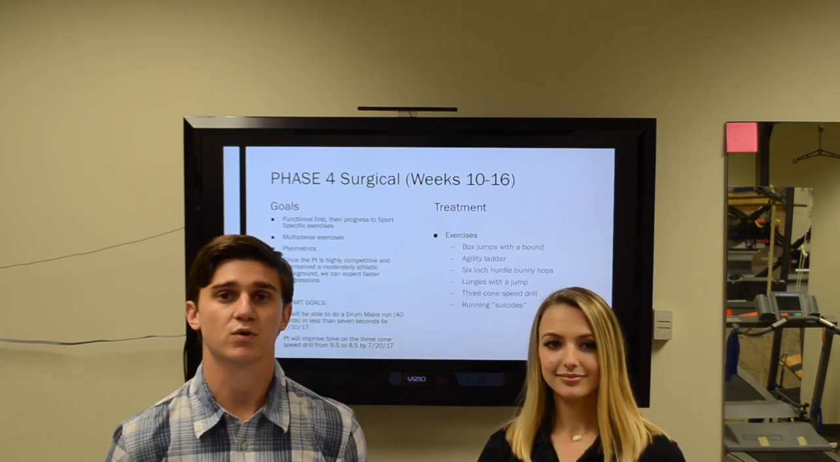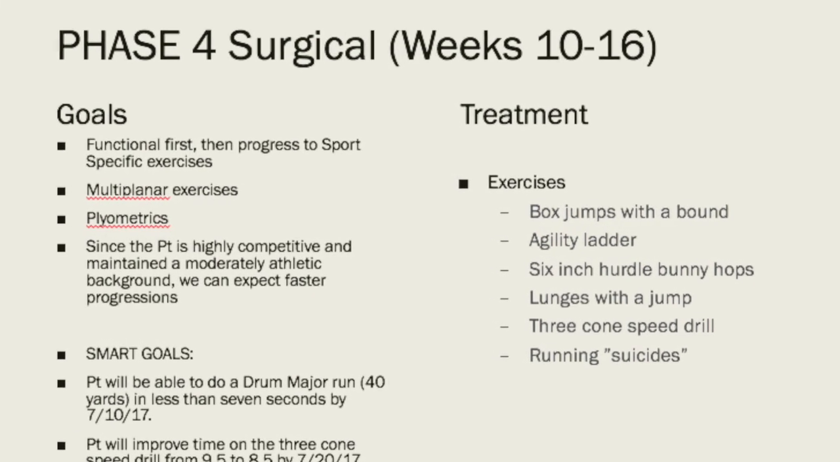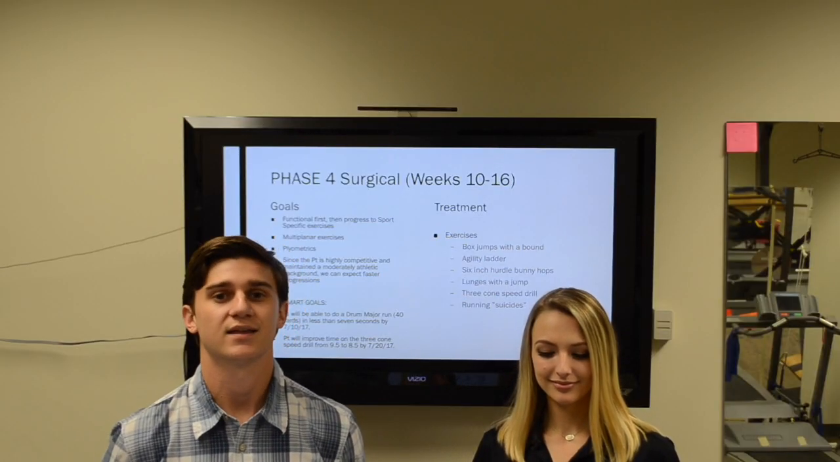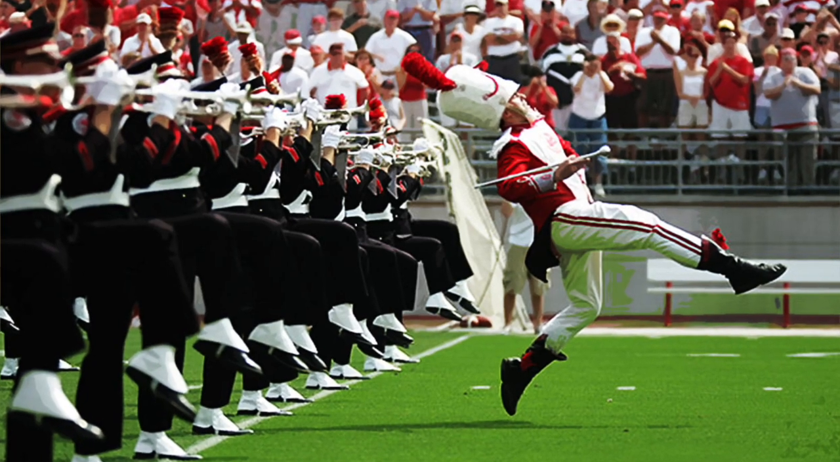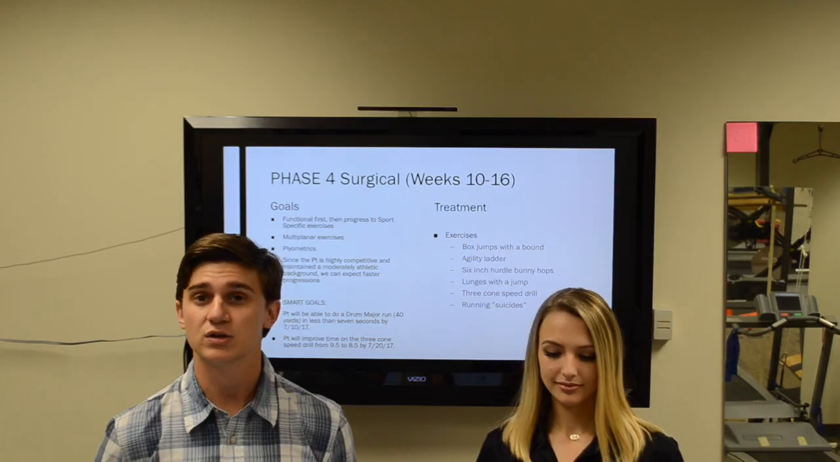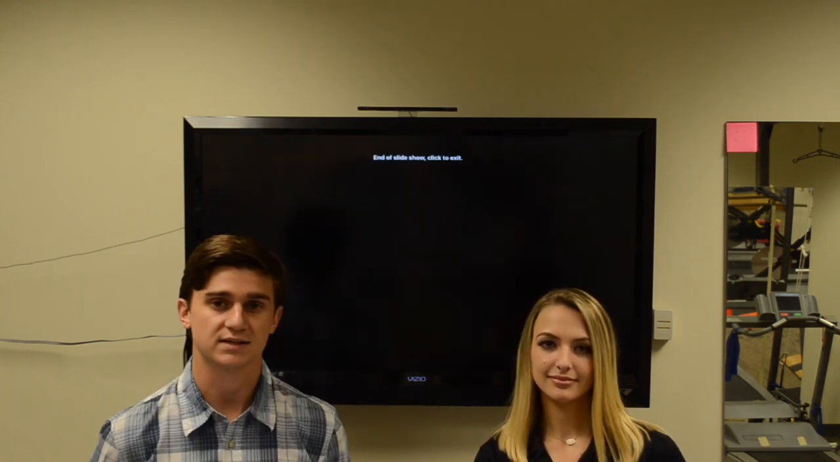And then phase 4 is more aggressive. We're going to be more into sport specific. We do have a drum major that wants to get the big scholarship. So one of our main goals is that he's going to have to complete that 40-yard drum major dash, and it's going to be coming up, so he's got to be able to do it. In order to do it, we're going to be using the agility ladder, we're going to do box jumps with bounds, and we're going to be doing suicides to help get the endurance up.